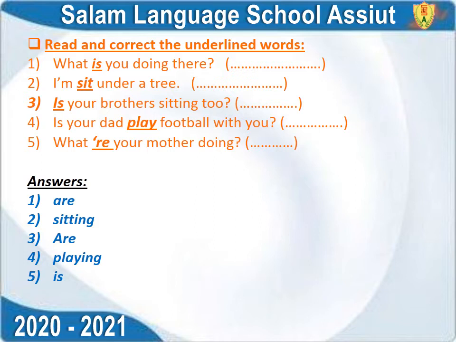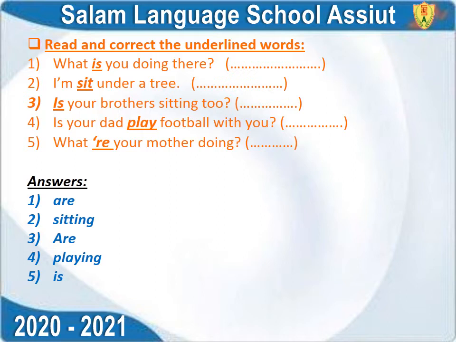Read and correct the underlined words. Number 1. What is you doing there? The correct answer here is what are. Number 2. I am sit under a tree. The correct answer here is I am sitting.